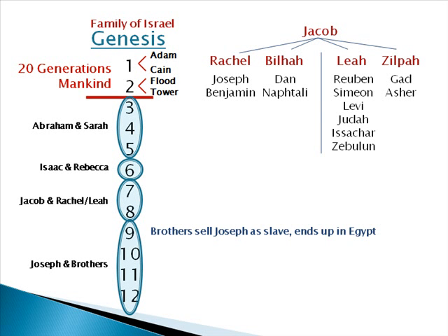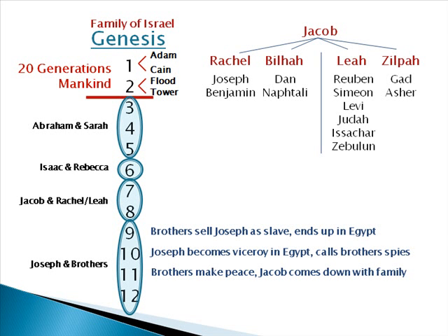Parsha number 9, the brothers sell Joseph as a slave. He ends up in Egypt. He's eventually thrown into jail. He interprets the dreams of the baker and the butler. In 10, Joseph becomes viceroy in Egypt, and he calls his brothers spies. In Parsha 11, the brothers make peace with each other. Joseph reveals himself, and Jacob comes down with the family. And in Parsha 12, he blesses his sons. He dies, and at the very end, Joseph dies and is put in the river Nile.